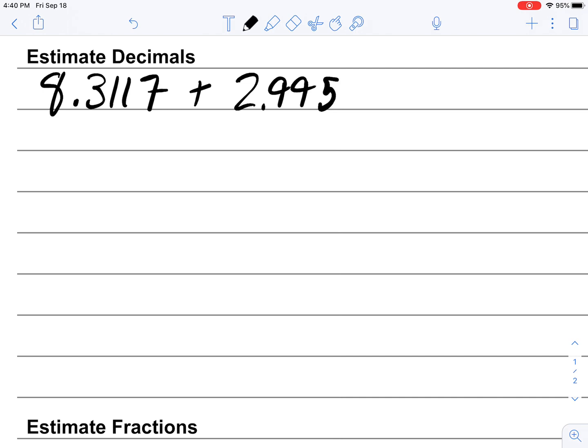Now, the key here is that we want to estimate the answer. I don't want to find the exact answer. I want to find an estimate. So what I'm going to do is I'm going to round. 8.3117, well, 3 would make it round down. So 8.3117 is going to be pretty close to the number 8. And if I look at the number 2.995, 9 would make it round up. So 2.995, I'm going to say that's pretty close to the number 3.